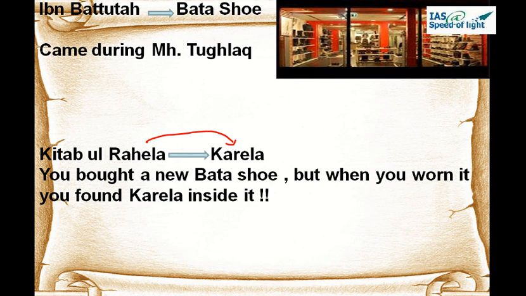Tughlaq we already have information, and Muhammad is Muhammad Kaf for us. So we will come again separately one by one to each Delhi Sultanate Sultan. He came during Muhammad Tughlaq. So Muhammad is Muhammad Kaf for us. Ibn Battuta is Bata shoe. What you find inside the Bata shoe was Karela, or Kitabul Rahela. Rahela is Karela. And he came during Muhammad Tughlaq. Muhammad is Muhammad Kaf, and in one of the cricket matches, Muhammad Kaf actually came wearing Bata leather shoes, and that was a strange sight because normally during such sports you need to wear sports shoes and not leather Bata shoes.